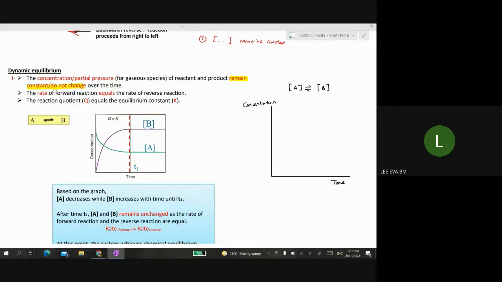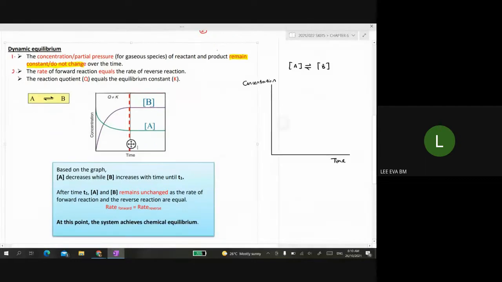Okay, so the second point over here, we have the rate. So just now we said reversible, we have forward reaction, we have reverse reaction. So the rate happens at the same time. Okay, rate of forward reaction equals to the rate of the reverse reaction. So that is the second characteristic.